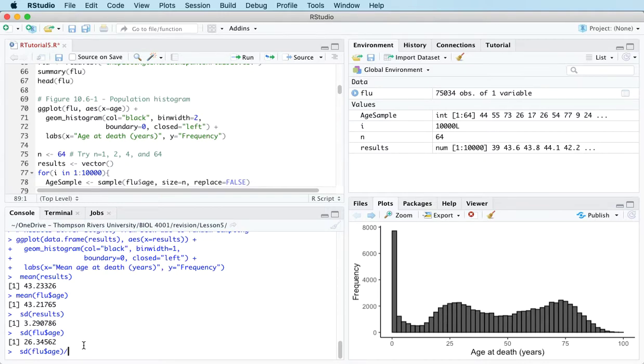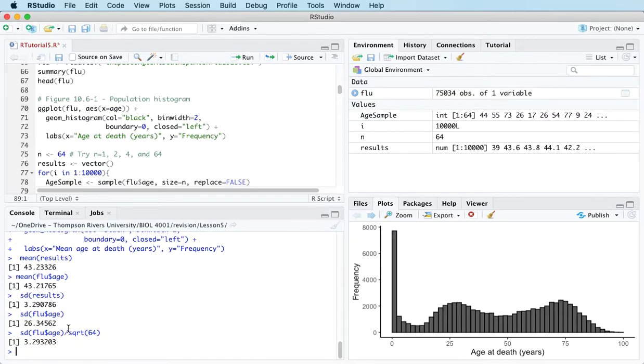Let's do that calculation just to see if it's borne out by our experiment here. The sample size for this last run that I did was 64. So when I do this, I'm not going to get 3.290786 exactly, because we took a random sample. There's a little bit of random error in here, but it should be close. And sure enough, it's close. So that's an illustration of the central limit theorem.